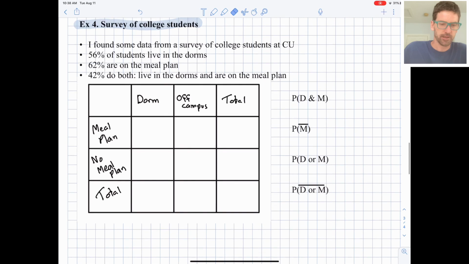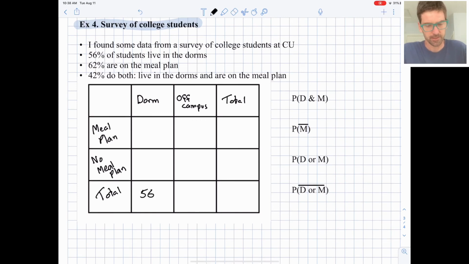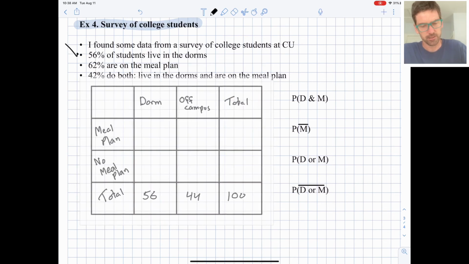This is a survey of college students. You probably saw this in the Venn diagram video we just did, but you can do this with a table as well. Okay, so let's fill those guys in. 56% of students live in the dorms. So that's right here. And let's say it adds up to 100. So that means this has to be 44. 62% are on the meal plan. So that goes right here.